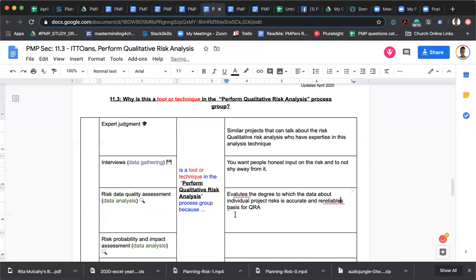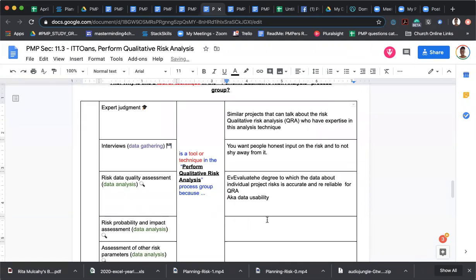Data usability, aka data quality. Usability makes no sense. I don't know why this doesn't work. This is for QRA, and QRA is notated as quantitative up here.